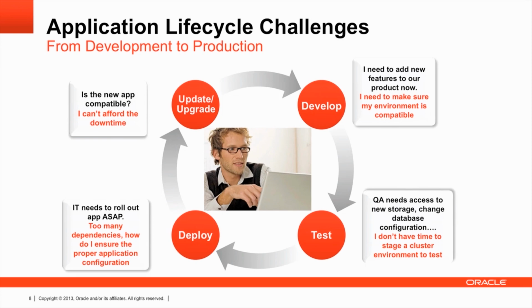In a typical application lifecycle, there's usually 4 areas. There's likely to be more, but these are the 4 very common areas. You've got to develop the application or the code, test, deploy, and then update or upgrade that. And then basically the cycle repeats itself. In each part of the application lifecycle, there's complexities involved.